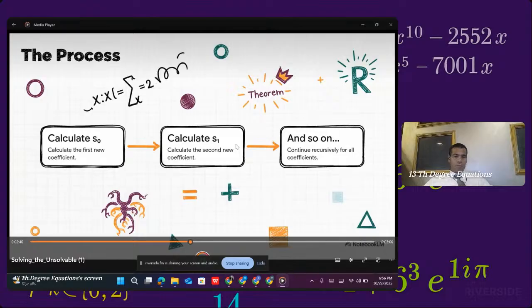So the process is what's called recursive. It's basically a chain reaction. The theorem does one calculation and then uses that result to kick off the next one, which kicks off the next one, and so on, creating this incredible cascade of simplification.